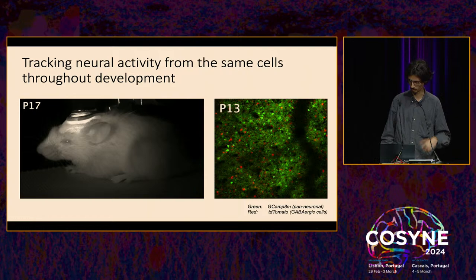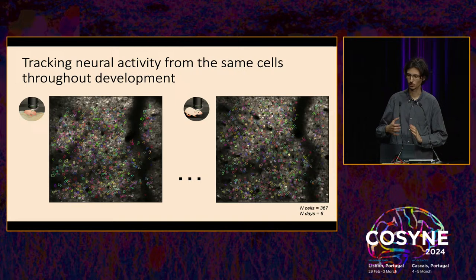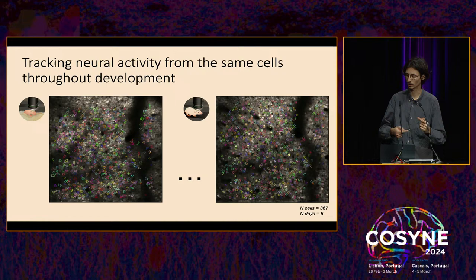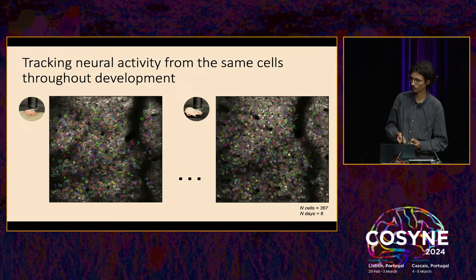So what we do next is we perform the usual calcium imaging analysis, where we identify the cells and we extract their traces. And also I developed an algorithm that then allows us to match these cells across days. And in this example data set that I'm showing here, we managed to identify 367 cells that are detected on 6 consecutive days. So here I'm only showing the first day of the recording and the last day, but we have these cells on each one of the days.